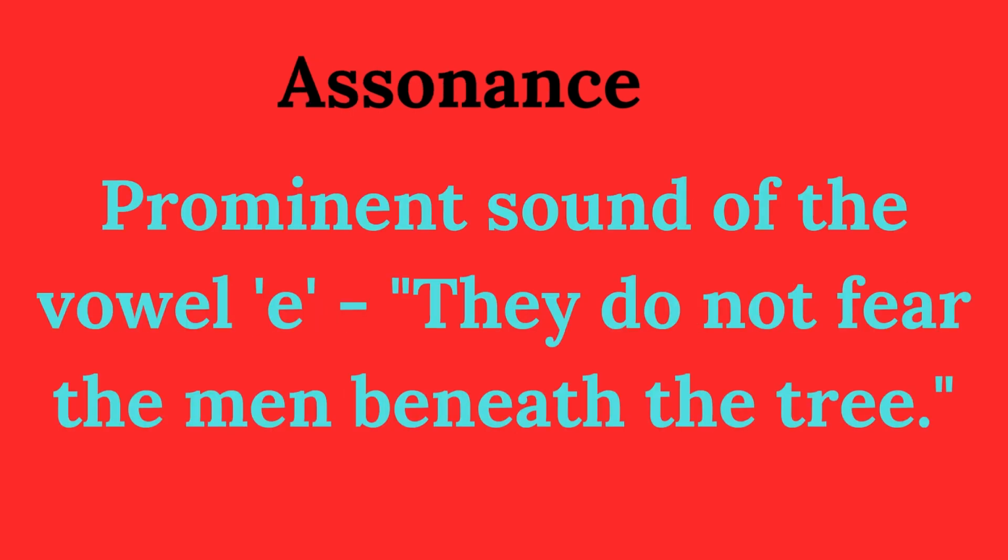Then assonance is used. Assonance is a device where the poet uses one of the vowel sounds repeating in the same line. Here you can see the vowel E is repeated. "They do not fear the men beneath the tree."